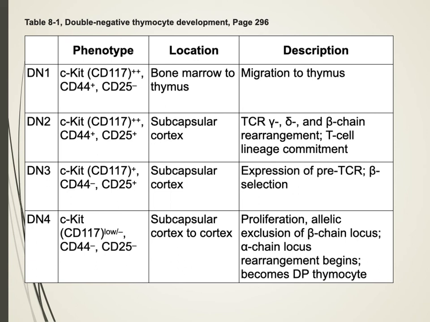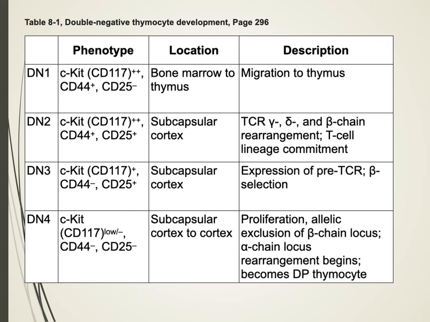For DN3, this is where we're no longer expressing our adhesions, so CD44 is negative, but we've decreased our c-Kit expression, and we have CD25 expression. This is when we're going to get the pre-T cell receptor expression, and we're also going to undergo beta selection.